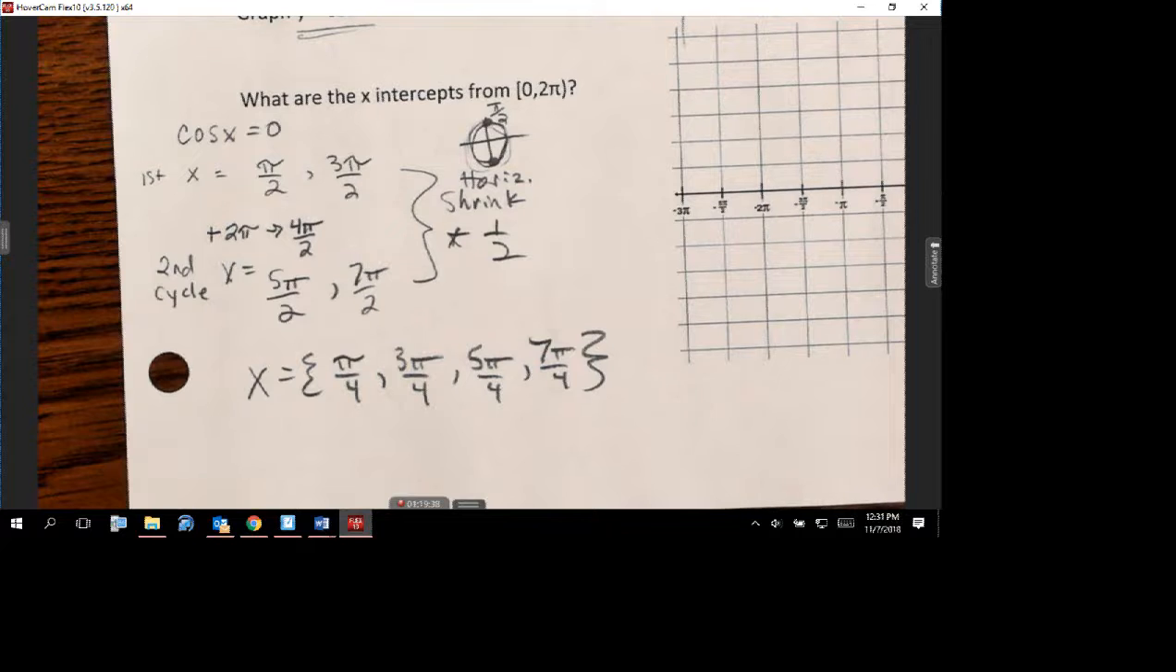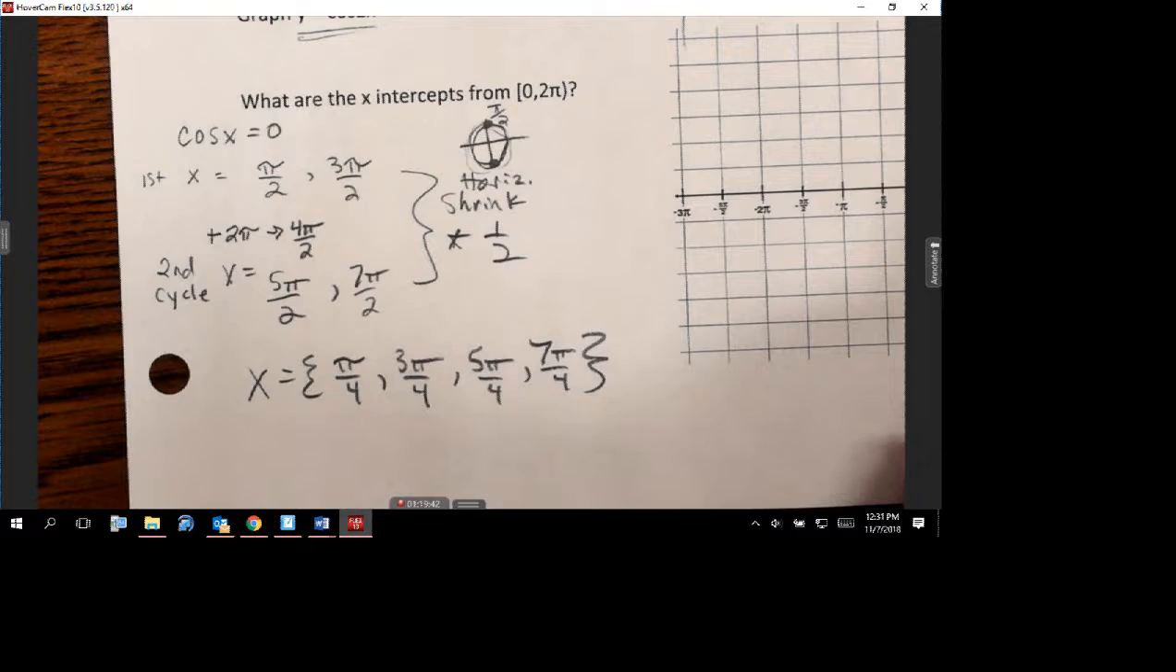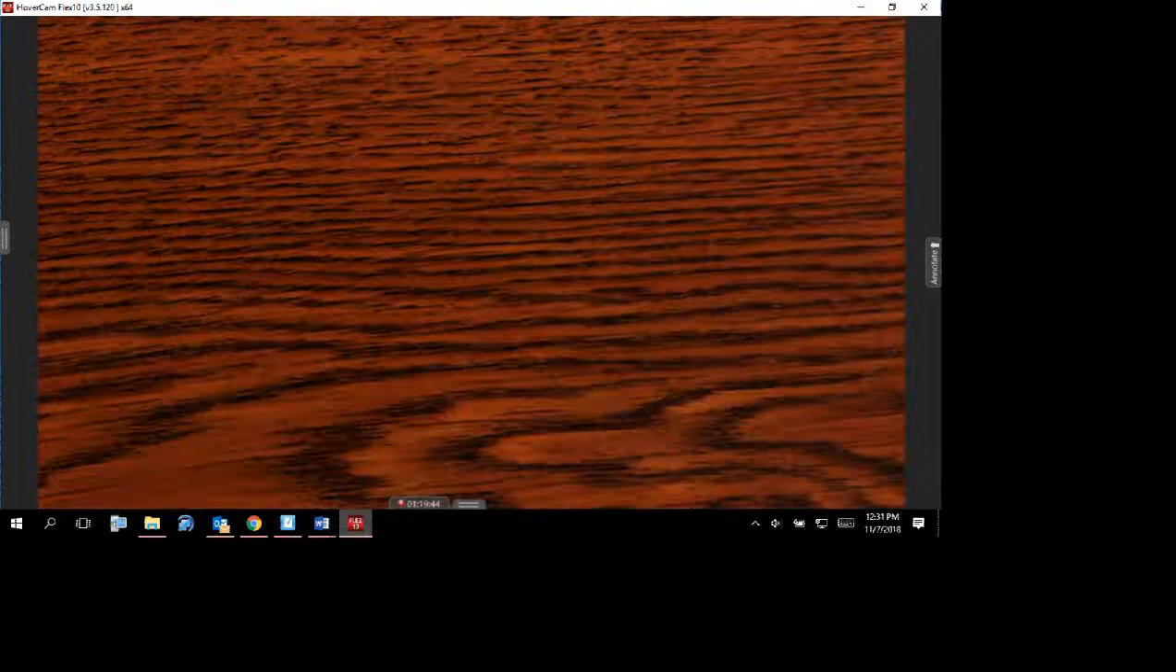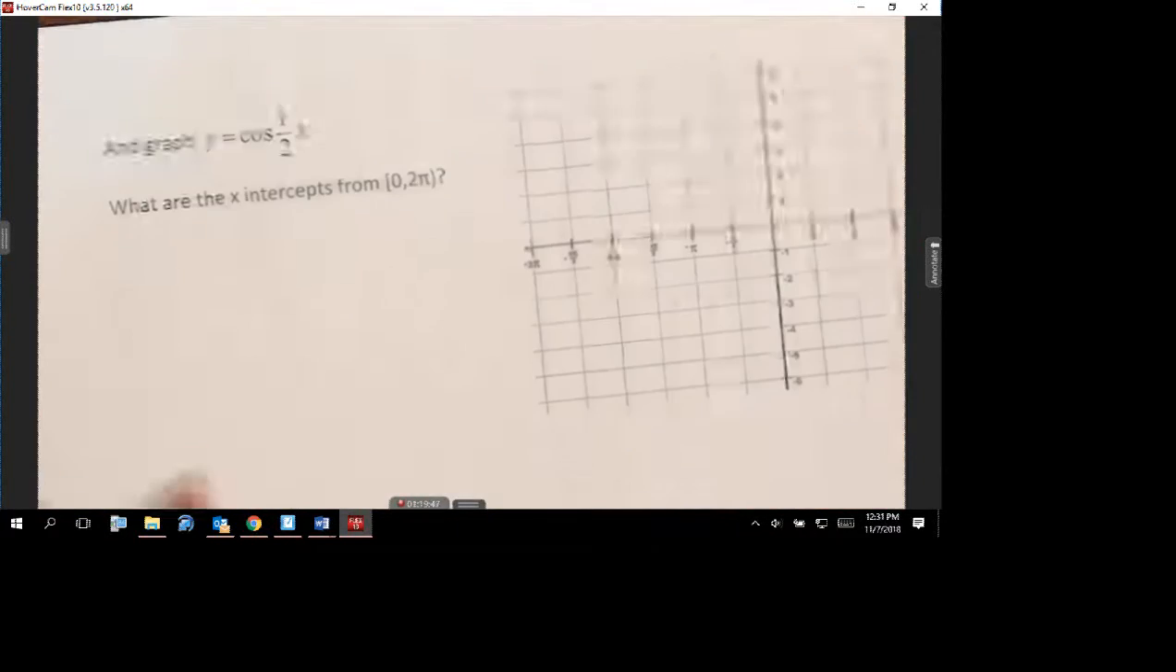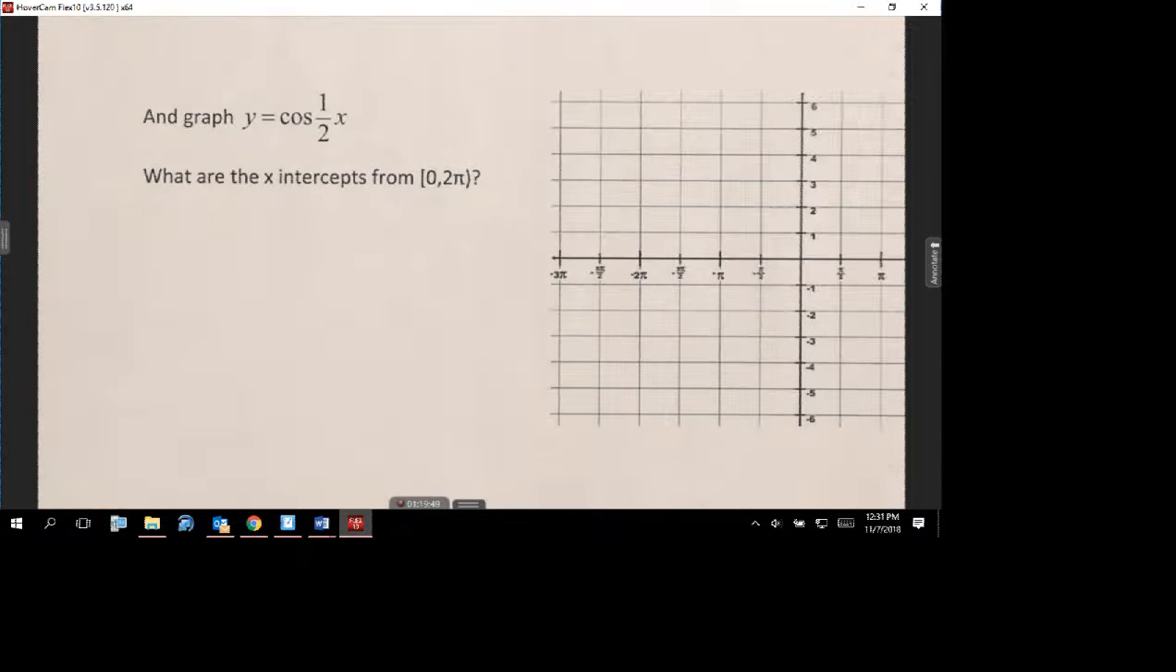Okay, when you're ready, go on, flip the page over, and we'll do another one. No, we don't have to graph it. We graphed it on Desmos instead of by hand. If I had all the time in the world, I'd have you do it by hand first.